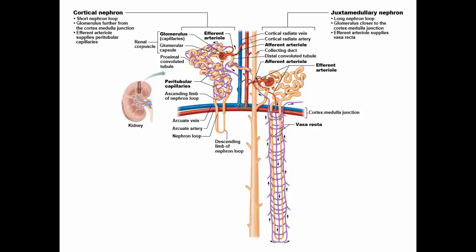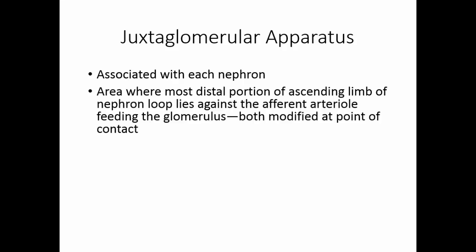Notice that some of the renal tubules come very close to the afferent arteriole. There's a special structure here that helps control blood pressure. That structure is the juxtaglomerular apparatus. We have one associated with each nephron. It's an area where the most distal portion of the ascending limb of the nephron loop lies against the afferent arteriole, the one that's feeding the glomerulus.